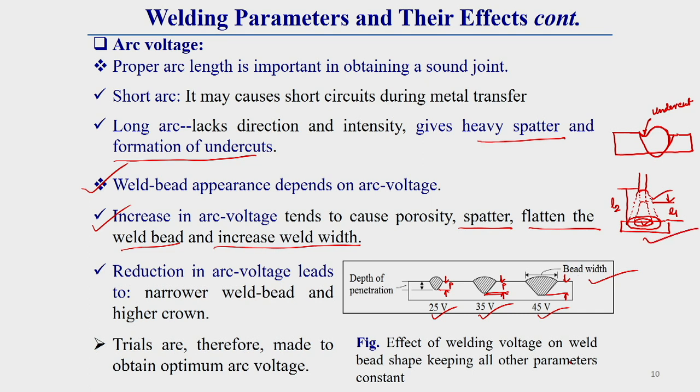Now one thing you should also know is that with a reduction in arc voltage, that means a shorter arc length, there can be a narrower weld bead, like this, and a higher crown. Higher crown means this bead height. The bead height can be higher due to the reduction in arc voltage. Now we have the idea of the effect of arc voltage: it affects bead geometry, especially bead width. The higher the arc voltage, the higher the bead width. Its effect on penetration is marginal, as we observe from here.